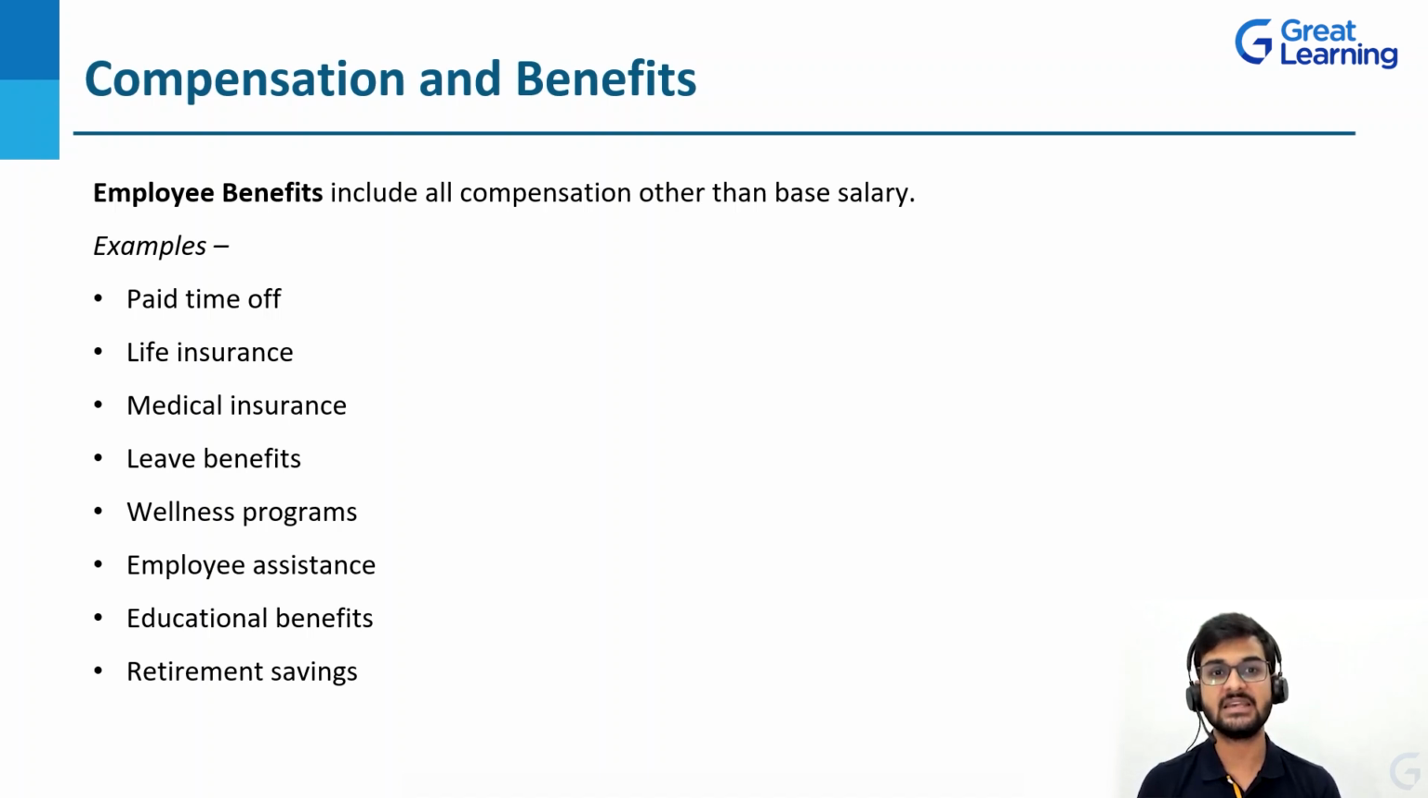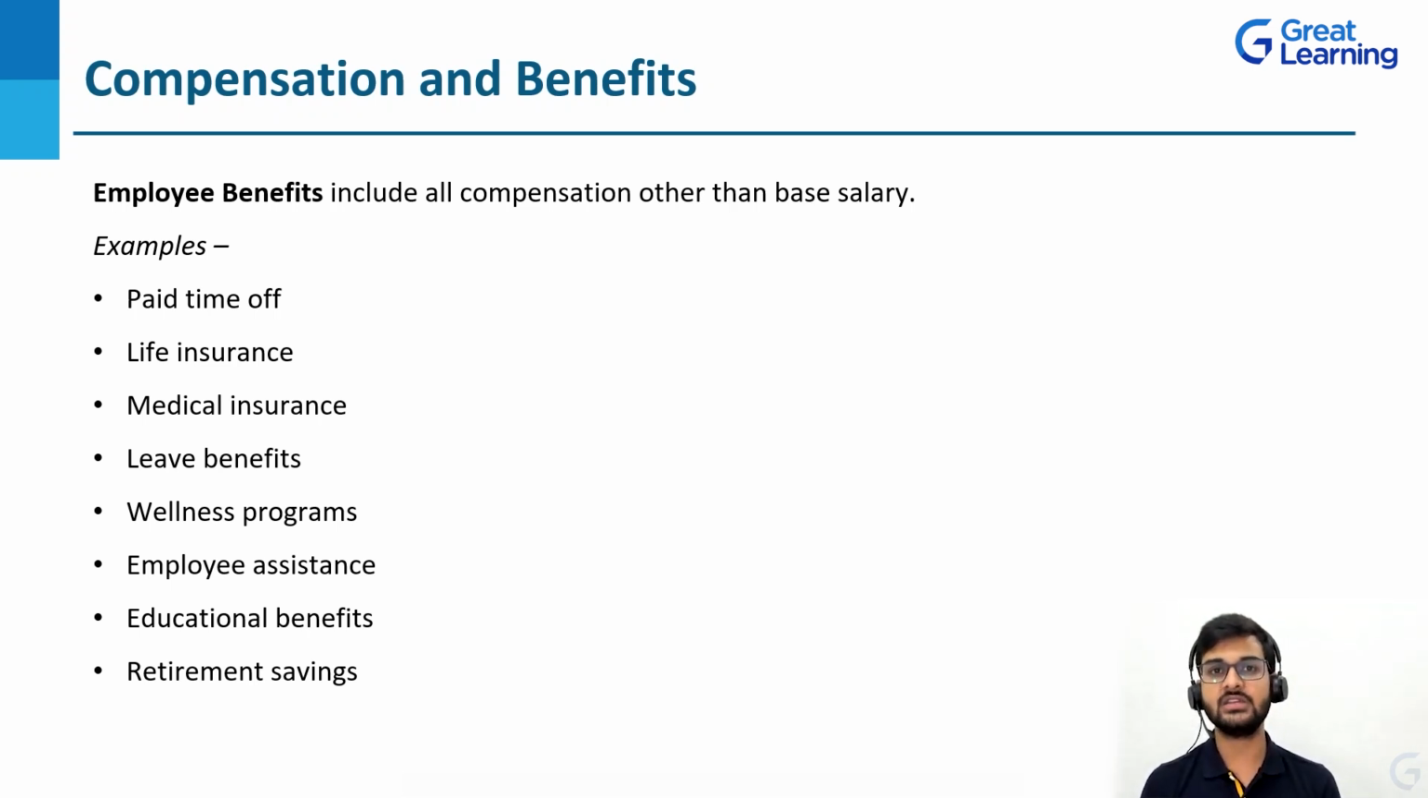So when we say employee benefits, it includes all compensation other than the base salary. For example, paid time off, life insurance, medical insurance, leave benefits. When you are a part of an organization, there are so many things such as casual leaves, earned leaves, sick leaves, maternity leaves, paternity leaves. There are so many things. Then wellness programs, employee assistance, educational benefits, retirement savings. When you talk about taxation as well, there are so many things in that. When we talk about TDS, that is tax deduction at source, then once the tax is deducted, there are so many things that you can be a part of. Insurances, medical, health insurances, how that entire process works. That is also a very, very important function of an HR, human resource department. So it includes your monetary benefits as well as your non-monetary benefits.